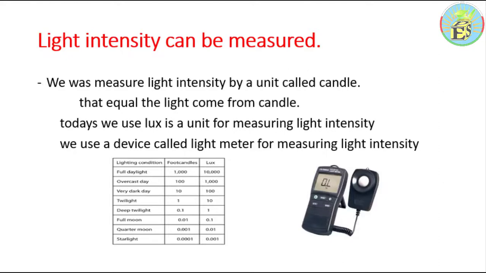Light intensity can be measured. We used to measure light intensity by a unit called the candle, which equals the light that comes from a candle. Today we use lux as the unit for measuring light intensity. We use a device called a light meter for measuring light intensity. Light meters have different shapes, and this is one of them.